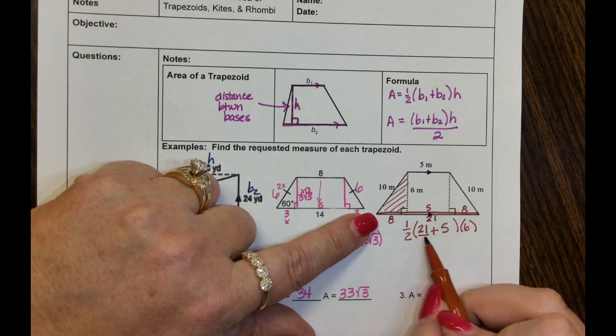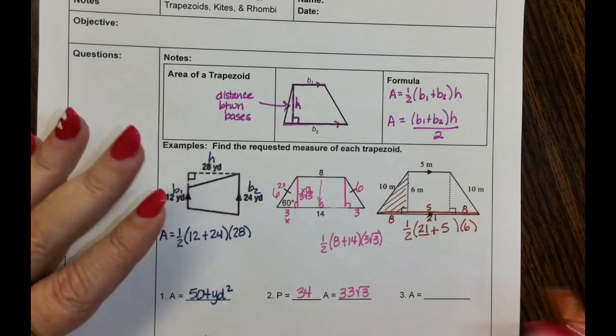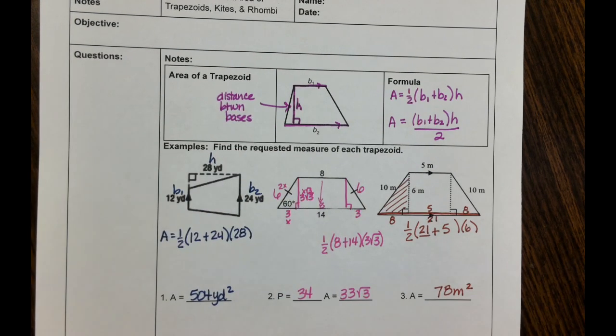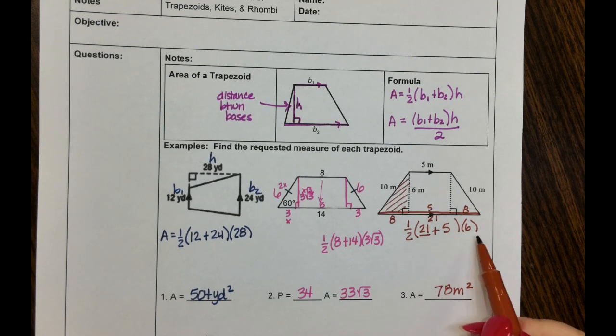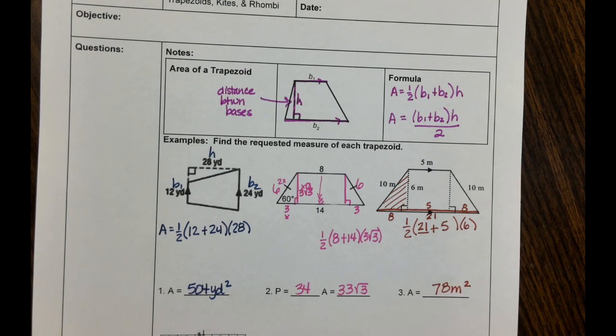Now we can do 5 plus 21 is 26 times 6 divided by 2. You get 78, and that's meters squared. You can take half anywhere along the way. 26 times 3, you can take half of 26 and get 13, and then multiply that by 6. Just don't take half of 26 and half of 6. Be careful with how you handle that 1/2.